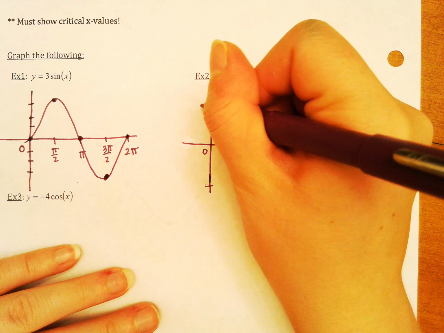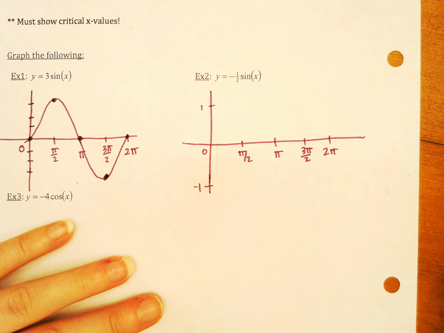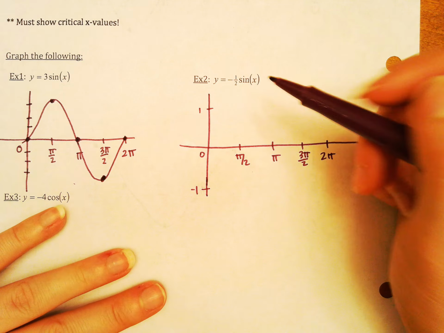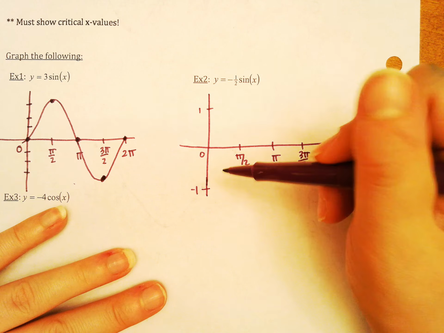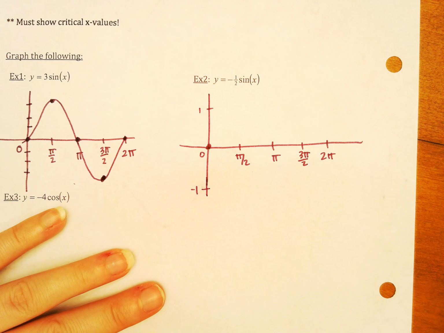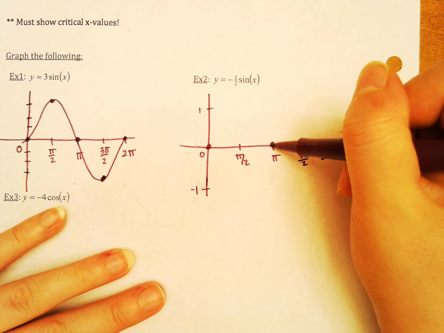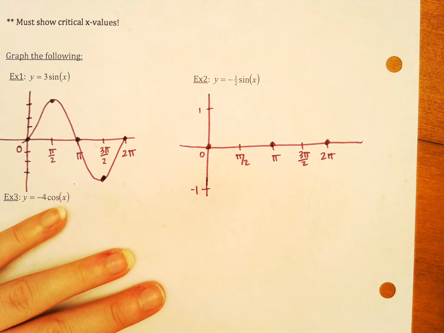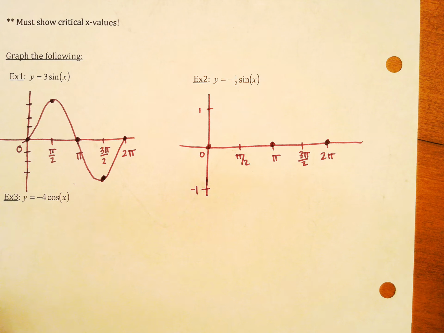Okay, I'm going to make this 1 and negative 1. So if I'm going to graph negative 1/2 sine x, the first critical value, if I plug in sine of 0, that's 0. Nothing to worry about. I also have zeros, so I can just fill them in right now at pi and 2 pi. Those don't change, because sine is 0 at those values.